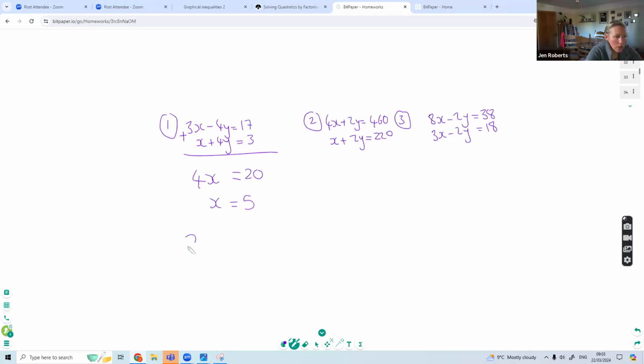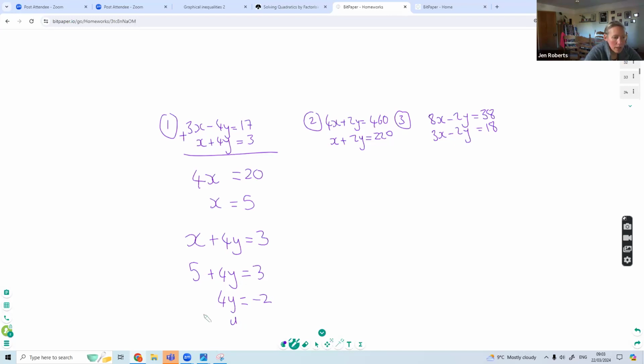I'm going to take this equation here. x plus 4y equals 3. I'm going to sub in x is 5. 5 plus 4y equals 3. So then I'm going to take 5 off both sides. Take 5 off here, left with 4y. Be careful here. It's 3 take away 5, isn't it? 3 take away 5 is minus 2.